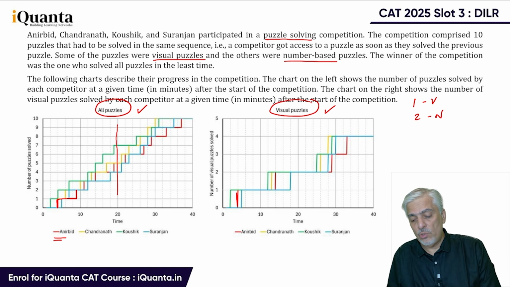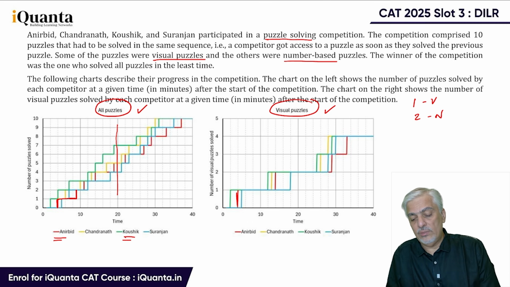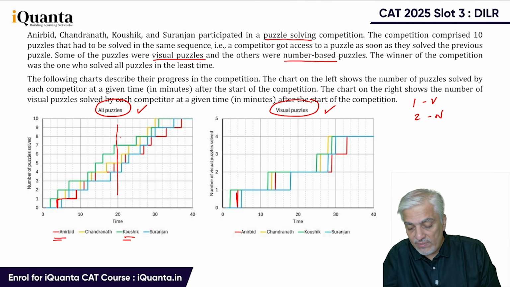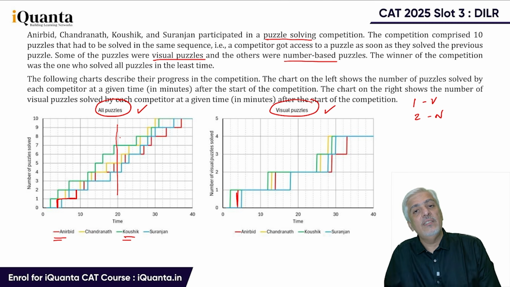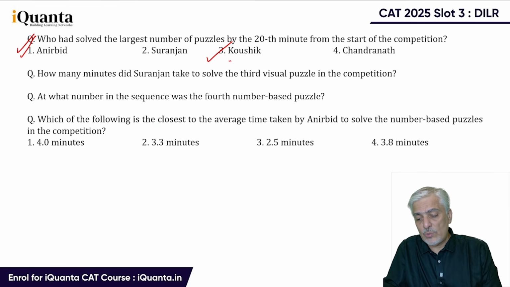If you notice very carefully, then green is K. Right? Green is K. And that's it. He's at the highest. He's at 7. Nobody else is at 7 at the 20th minute. That's it. Topic closed. So the answer is K. Such a simple question. Even if you were not solving this set, this was a question you had to definitely do.